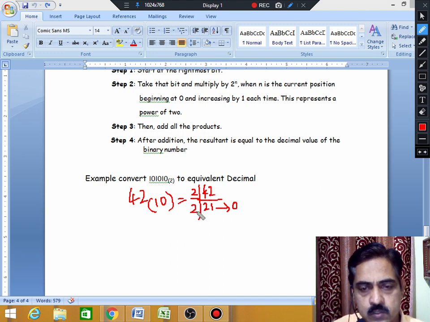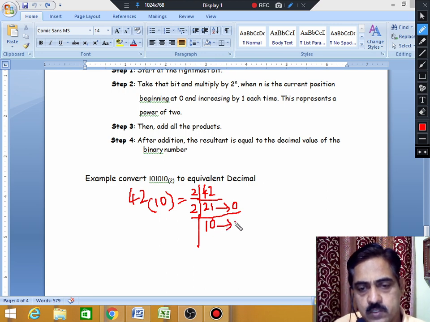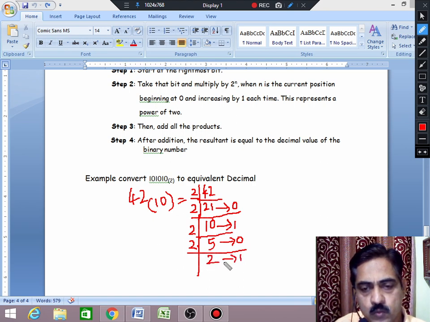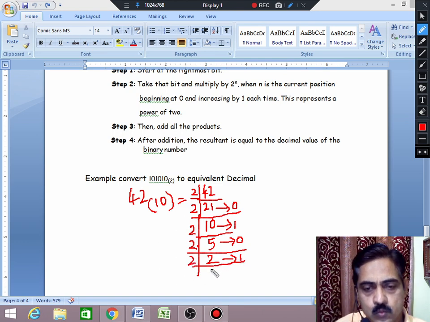Again this 21 is divided by 2, 2 10s are 20, remainder is 1. Again 10 is divided by 2, 2 5s are 10, remainder is 0. This 5 is again divided by 2, 2 2s are 4, remainder 1. This 2 is divided by 2, 2 1s are 2, remainder is 0.